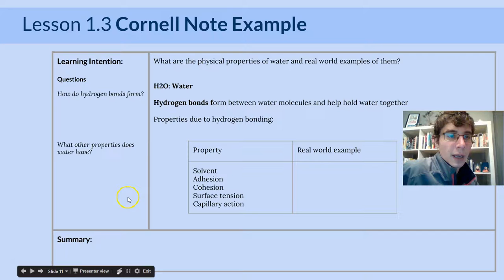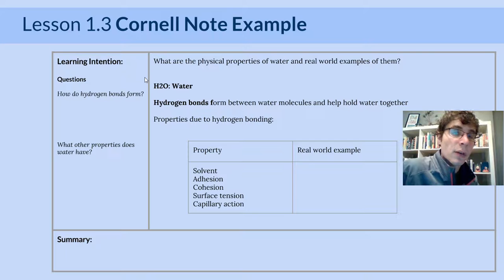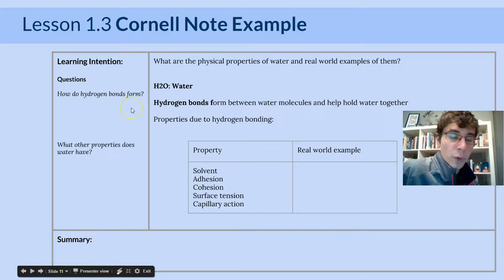And then also, as we're doing Cornell notes, you can write down questions that you might have as we go. I have some example questions here, and you can use these for today, but the goal is by the end of the quarter that you will be thinking about your own questions as you're taking notes. So I didn't tell you how hydrogen bonds formed. I just told you that they exist. Maybe that's one of the questions you have.